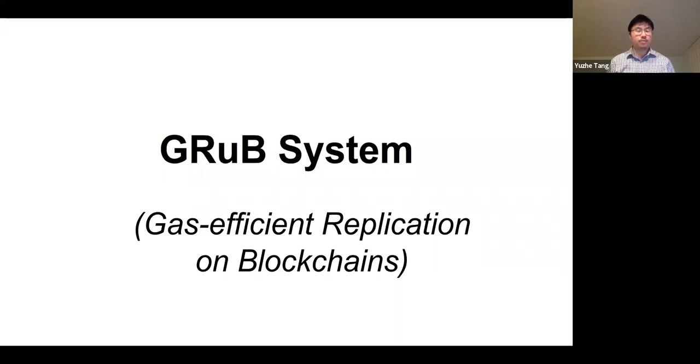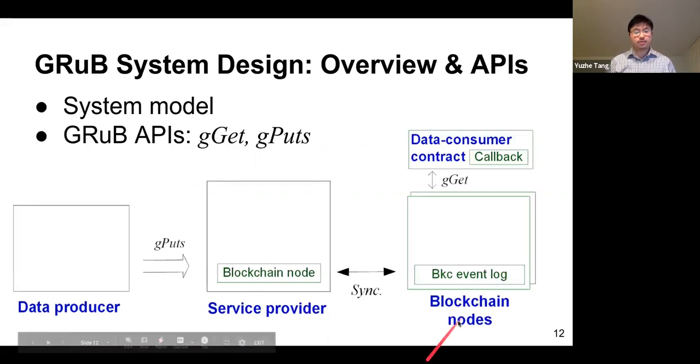With that, we propose the GRuB system, gas-efficient data replication on blockchains. GRuB is a middleware that runs across data producer, service provider, and blockchain nodes. In our system model, we also additionally consider data consumer smart contracts. The GRuB middleware system exposes two essential functions in its API.